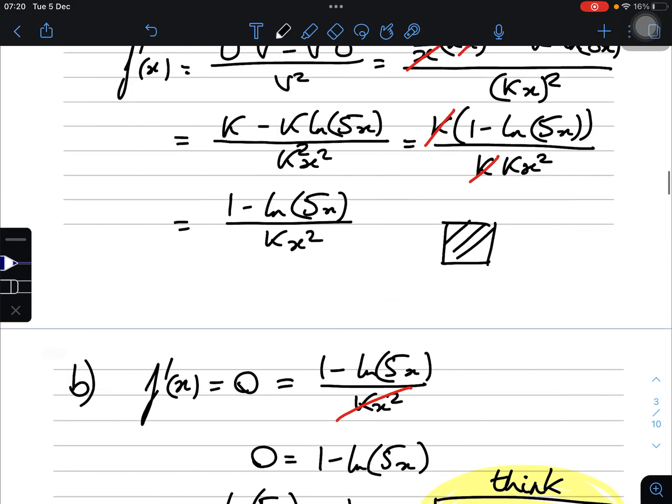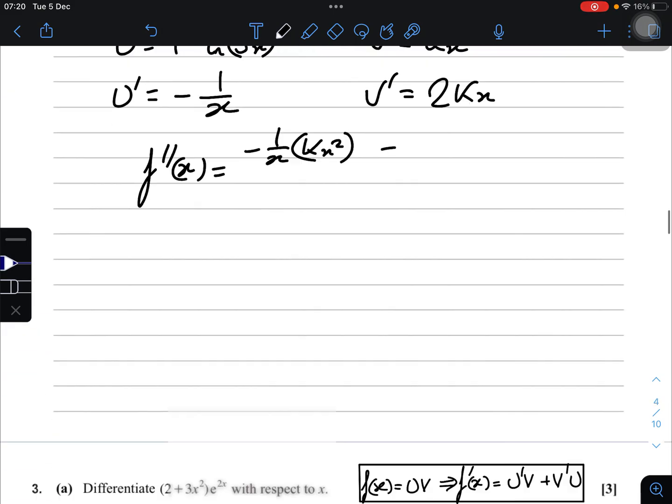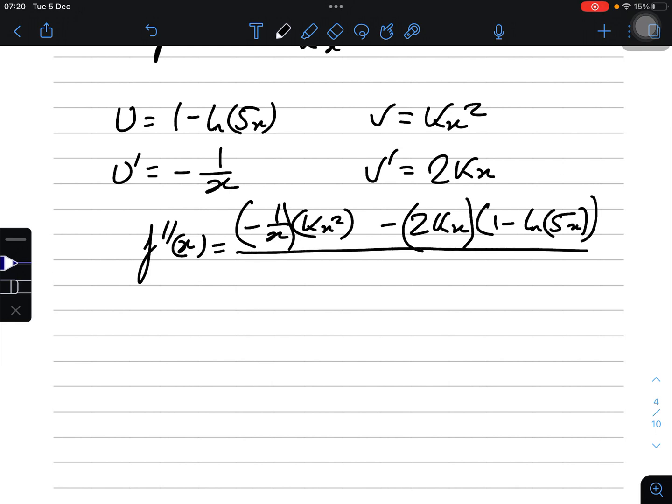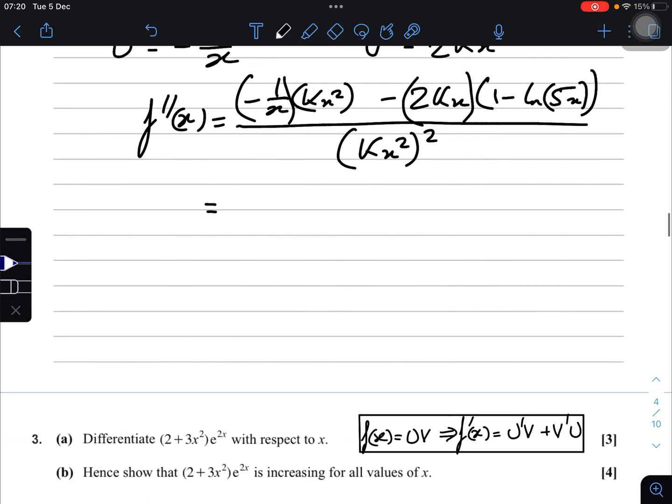Minus, did I do minus here? I should have done a minus. Yes, I did. Minus v dashed, so 2kx, and then u, 1 minus ln of 5x. I like doing lots of brackets. You can even do brackets around all of this, it's absolutely fine as well. Over v squared, so (kx squared) squared. Keep your brackets in, makes life clearer.